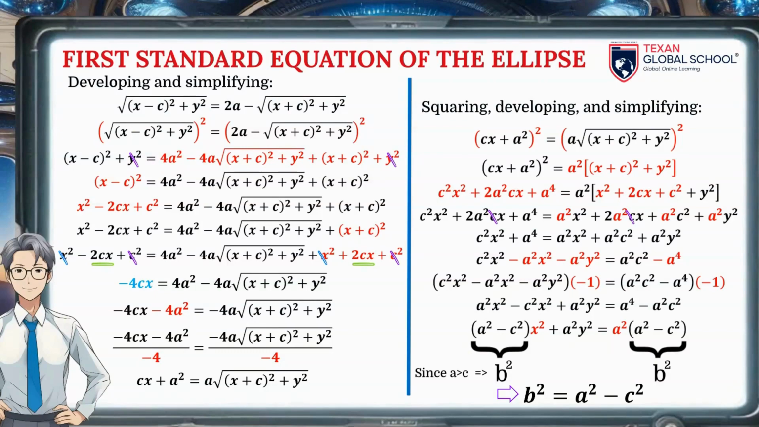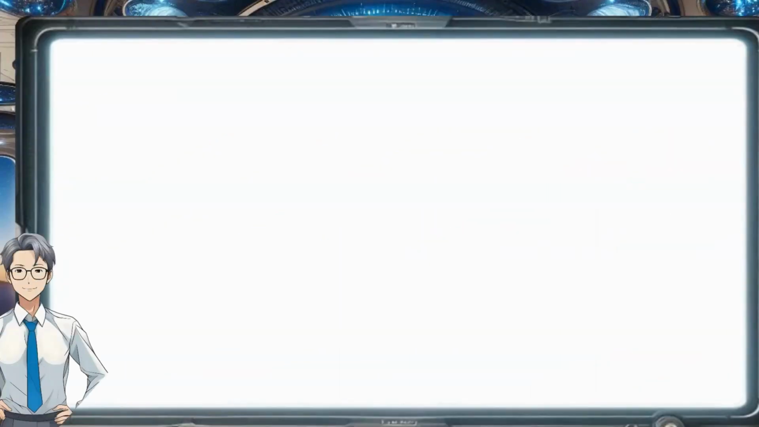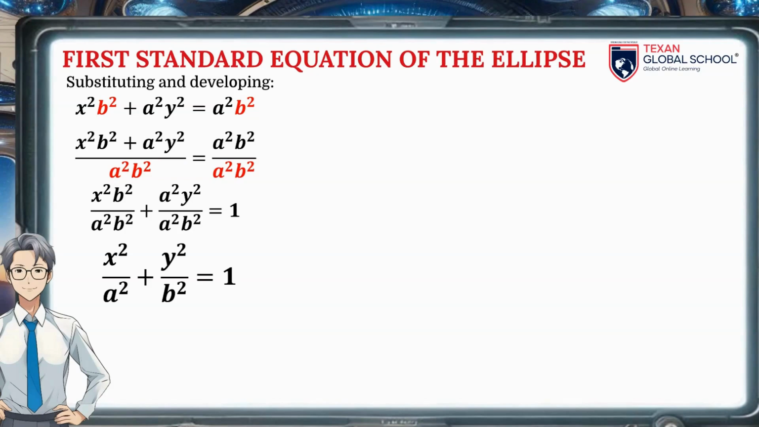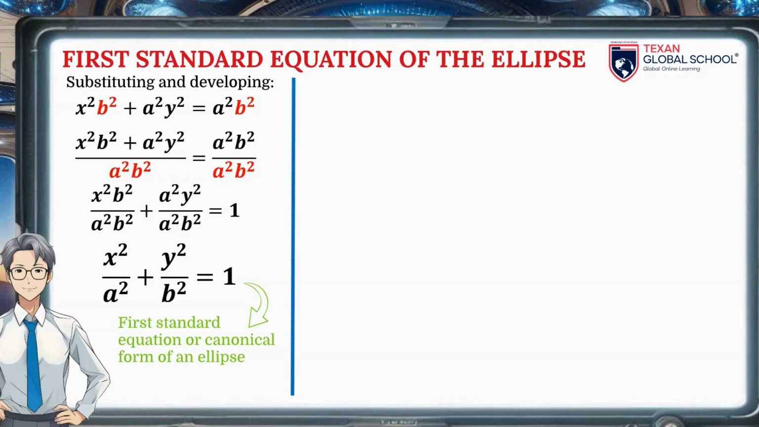When substituting, we have x squared times b squared plus a squared times y squared equal to a squared times b squared. If we divide the entire equation by a squared b squared, and simplify, we obtain the simplest form of the equation of an ellipse, called the first standard equation or canonical form of an ellipse, when its center is at the origin and its axes coincide with the coordinate axes.